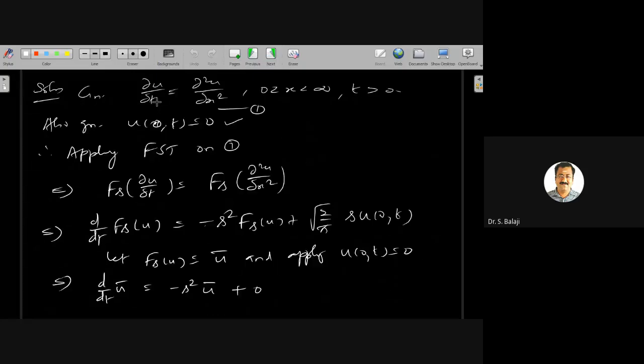Solution. Given ∂u/∂t equal to ∂²u/∂x², 0 less than x less than infinity, t greater than 0. Also given u of 0 comma t is equal to 0.